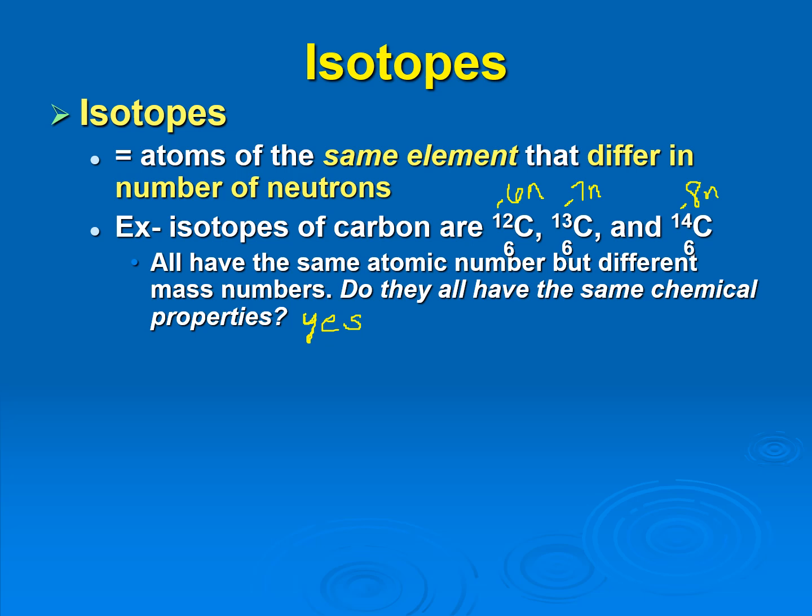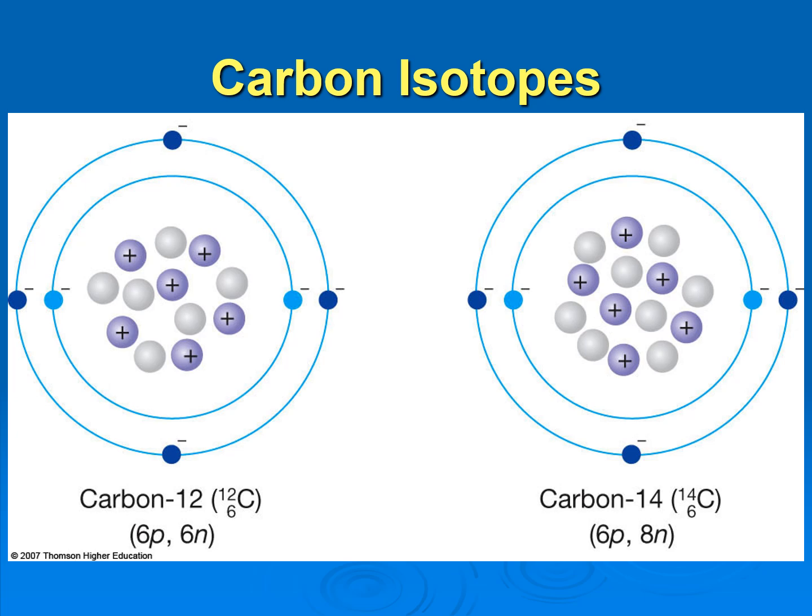Okay, so those are our isotopes. Here is a picture of the different carbon isotopes. We've got carbon 12 over on the left and carbon 14 over here on the right. And you can see the only difference between them would be the number of neutrons. So carbon 12 has 6 neutrons. So the neutrons are in white. So you can see 6 neutrons. And we've got the 6 protons in purple. And then over here on the right, we've got the 6 protons, but we've got a different number of neutrons. We've got 8 of these white neutrons instead.